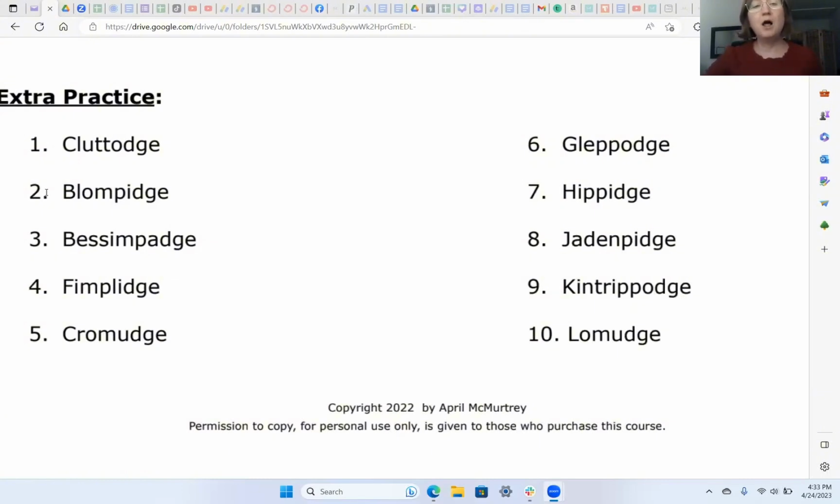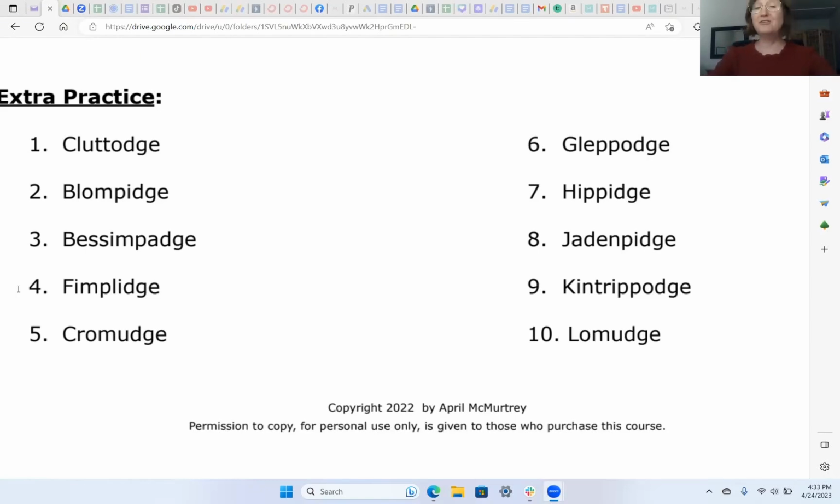2, blompage. 3, besimpage. 4, fimplage. These are all nonsense words.